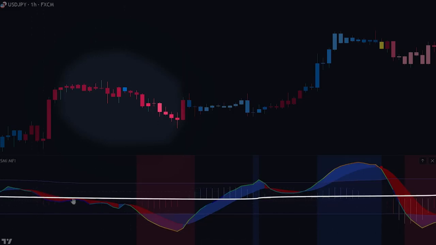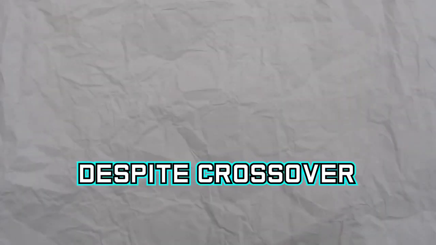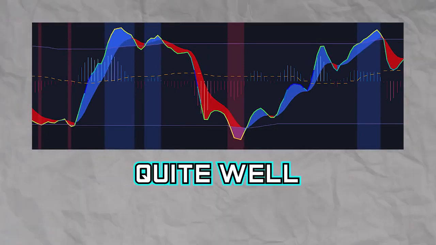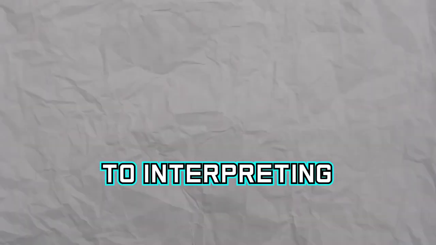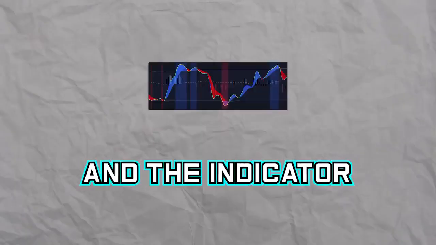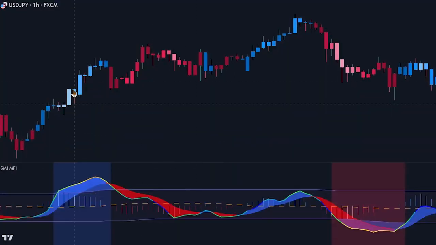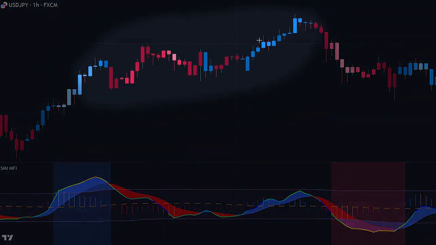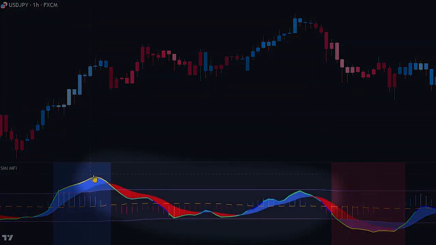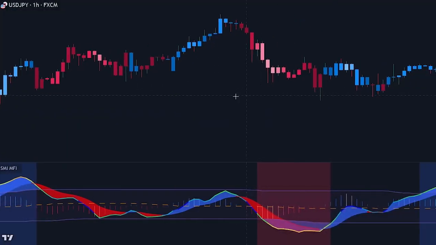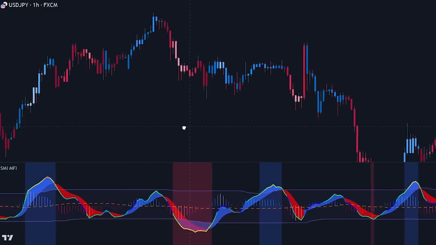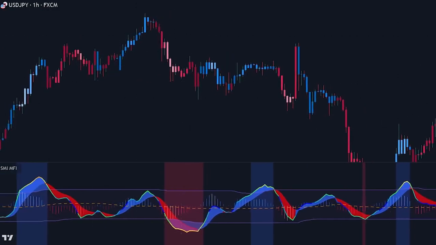implying potential selling opportunities. Despite crossover signals already working quite well, a more powerful approach to interpreting the indicator involves analyzing the divergences between the price and the indicator. Here we can see that the price is in an uptrend because of the price making higher highs. However, upon examining the SMI MFI line, we can see that it is forming lower highs. This divergence indicates a lack of strength behind the bullish move and makes it likely for a downtrend to start.